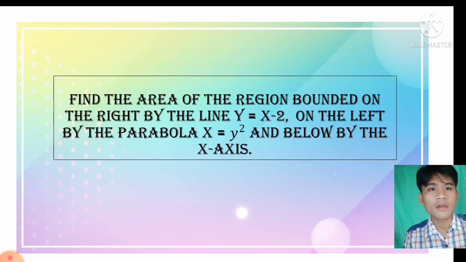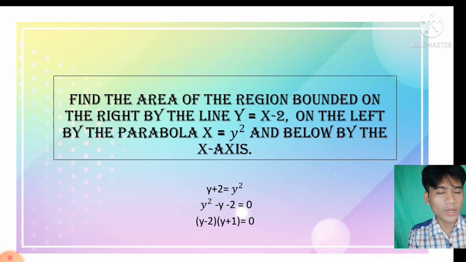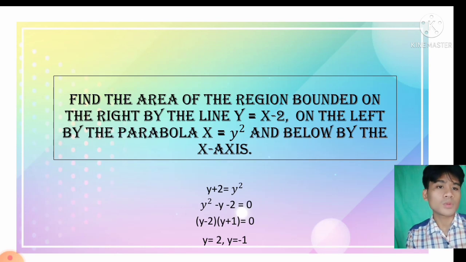Next is: find the area of the region bounded on the right by the line y is equal to x minus 2, on the left by the parabola x is equal to y squared, and below by the x-axis. So we have this given here: y plus 2, which is the right line, and y squared as our parabola. By the additive inverse, we came up with y squared minus y minus 2 is equal to 0, and again, it is good for factoring. So we came up with these factors, y minus 2 and y plus 1, and then it gives the values 2 and negative 1.